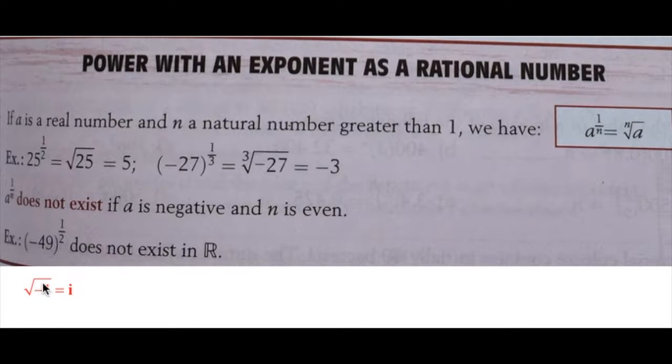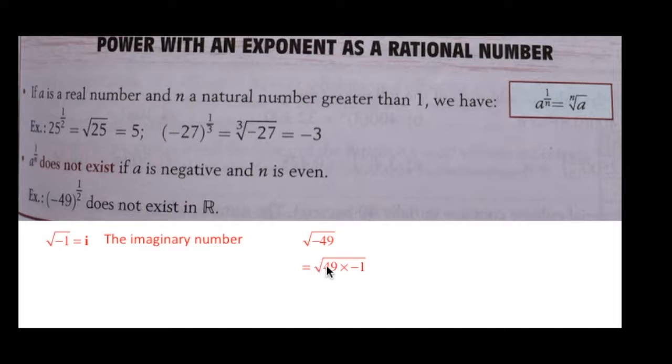By the way, the square root of negative 1 is i, the imaginary number. Now, i is not a member of the real numbers. So for example, the square root of negative 49 would be the square root of 49 times negative 1, which is the same as the square root of 49 times the square root of negative 1. And the square root of 49 is 7, and the square root of negative 1 is i, the imaginary number, so we have 7i. And that's the power with an exponent as a rational number.